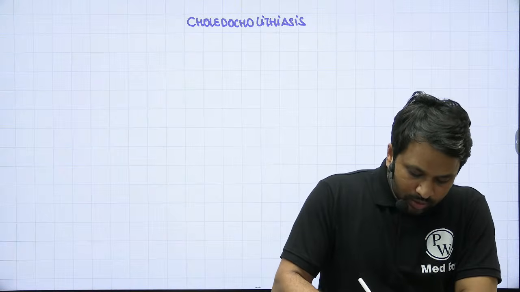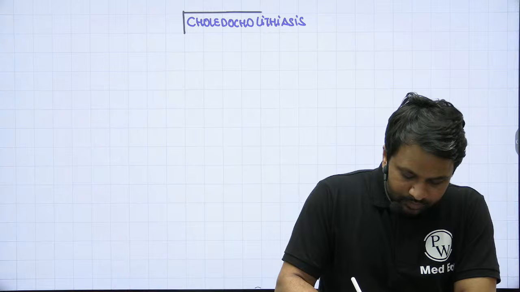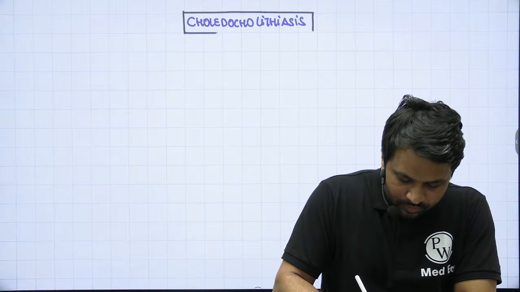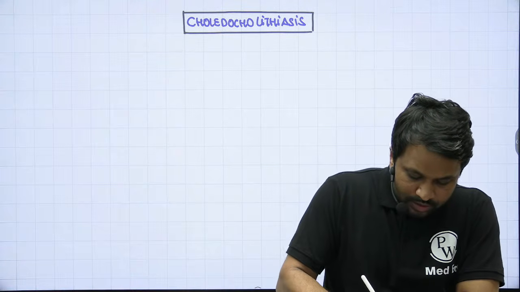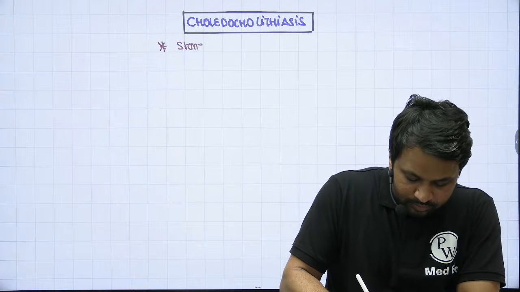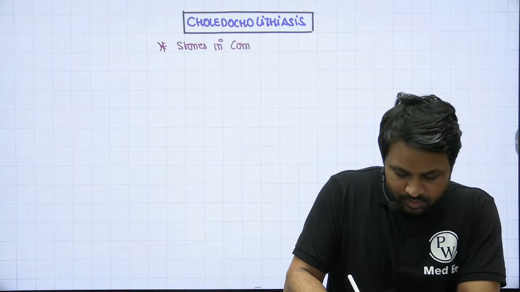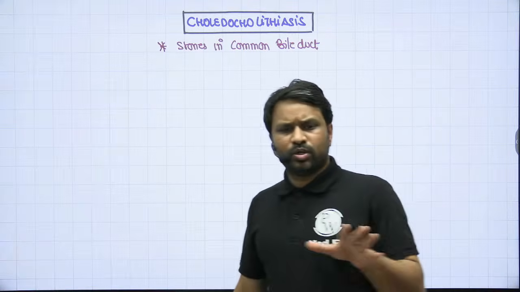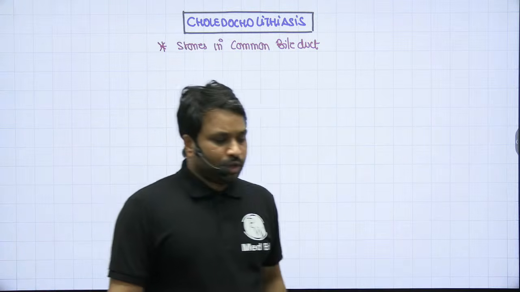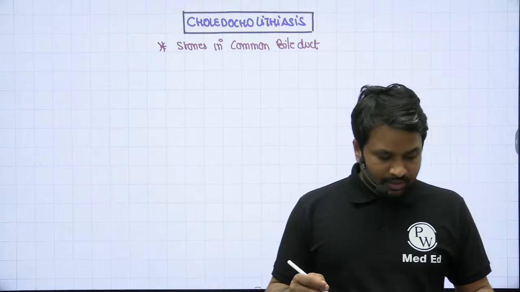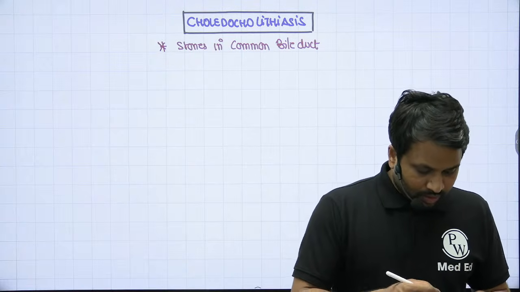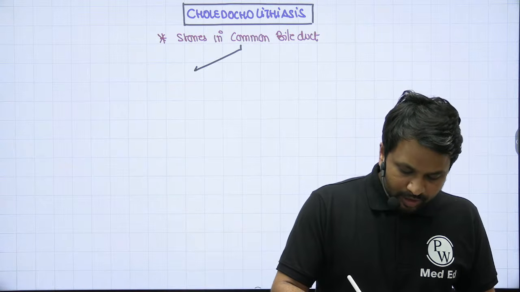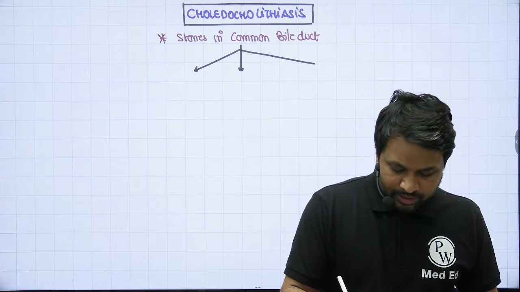So when you look at choledocholithiasis, it is stones in the common bile duct, which we call choledocholithiasis or CBD stones, right? Let's understand the different varieties that you have. We have 3 standard varieties of CBD stones: the primary CBD stone, the secondary CBD stone, and the retained CBD stone.